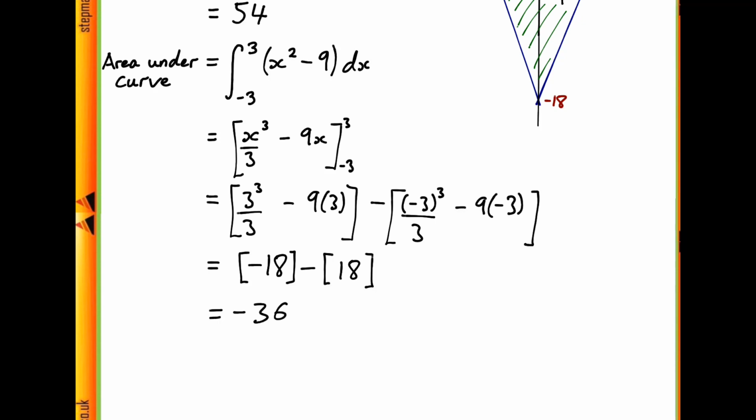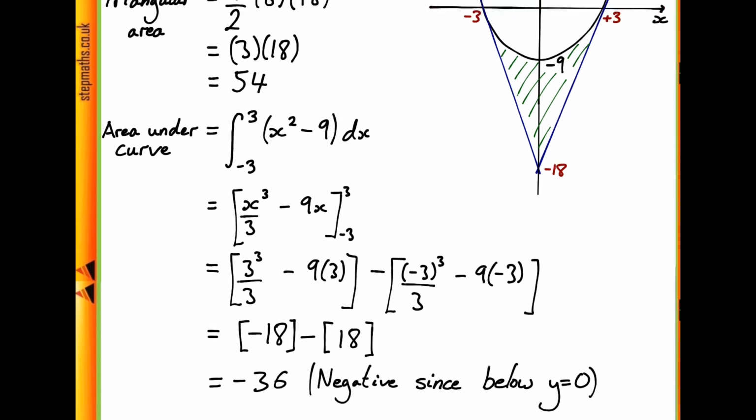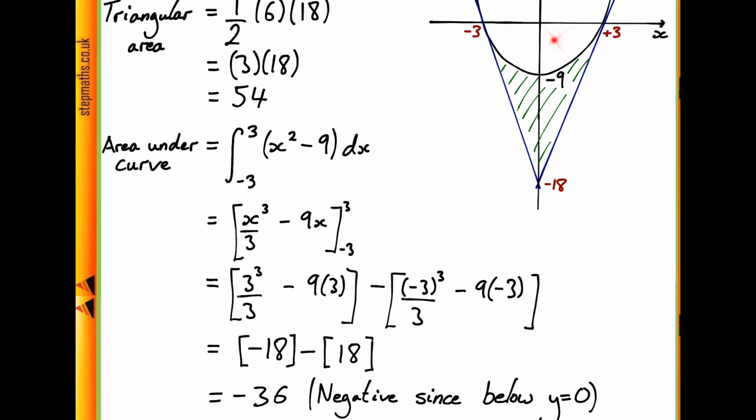Now at this point you might think it's a bit odd because our answer is negative, but the reason it's negative is because we're finding an area which is below the x-axis. Generally with integrals, area below the axis is defined as negative, which is why we have a minus 36 here instead of a positive value.